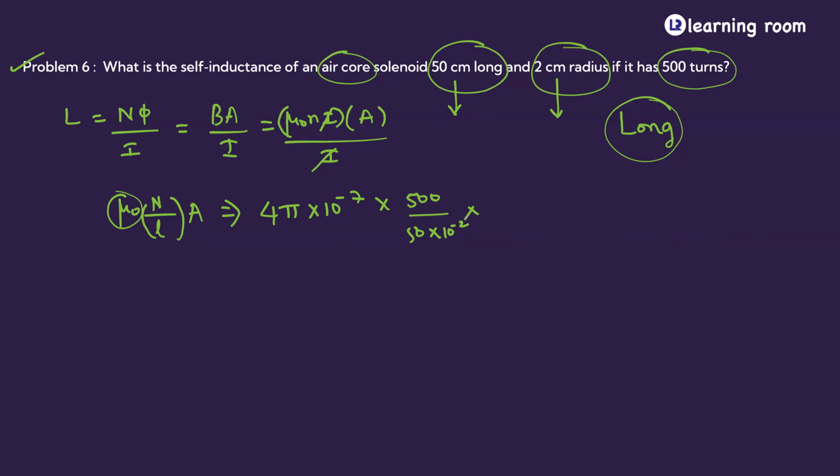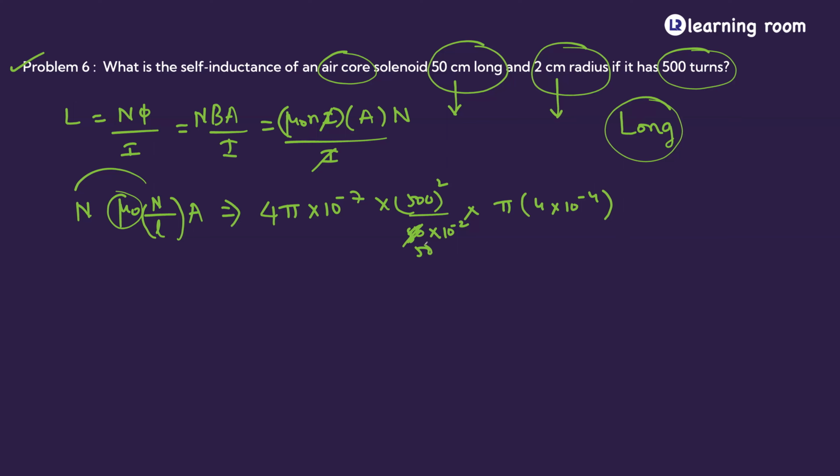What is going to be the area? Pi r square. So it is pi into r square, which is going to be 4 into 10 power minus 4. So 50 will cancel this 100 10 times. Sorry, there is a capital N here. It's my mistake. So here you will have N, and N into N is going to be N square. So N square means it is going to be 500 square. So this 50 is going to be 50 only.